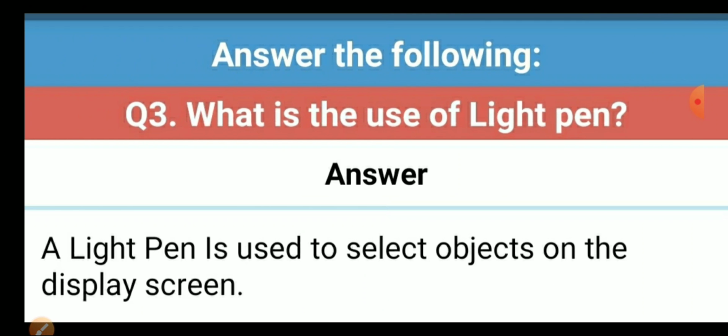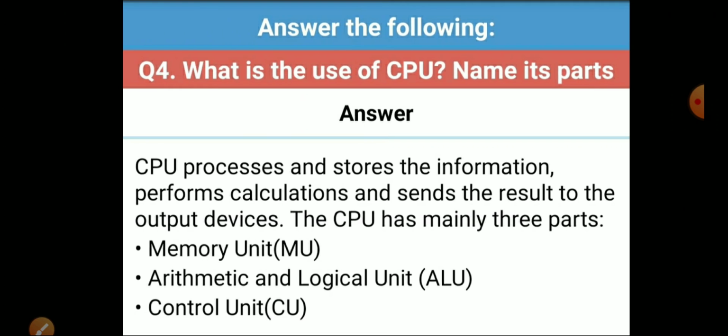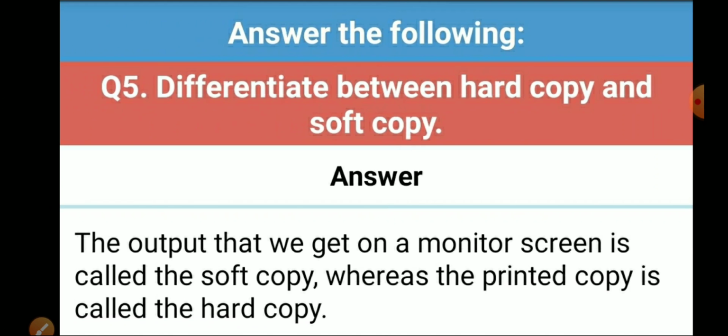What is the use of light pen? A light pen is used to select objects on the display screen. What is the use of CPU? Name its parts. CPU processes and stores the information, perform calculations and sends the result to the output devices. The CPU has mainly three parts: memory unit, arithmetic and logical unit, control unit. Differentiate between hard copy and soft copy. The output that we get on the monitor screen is called soft copy, whereas the printed copy is called the hard copy.